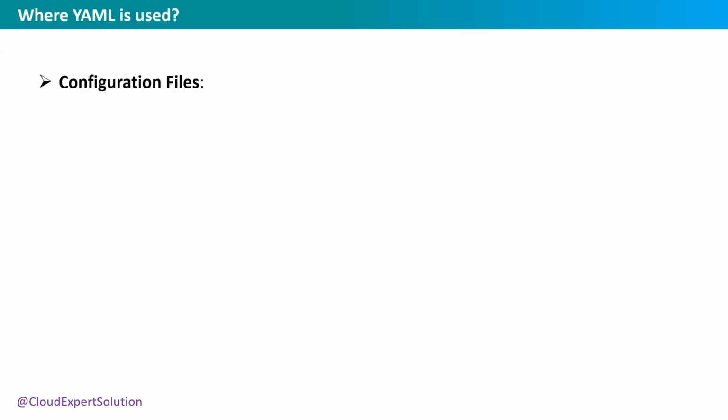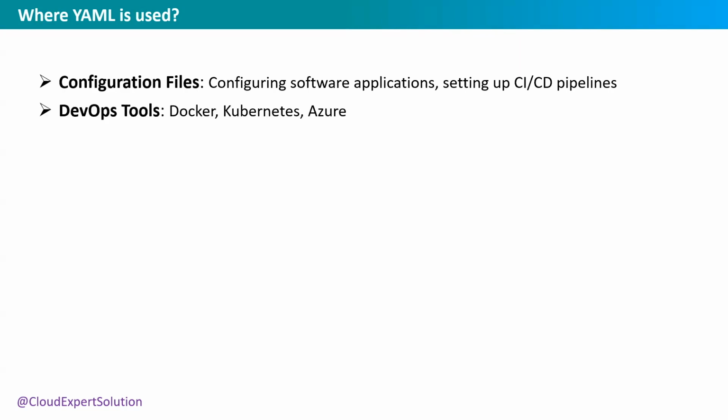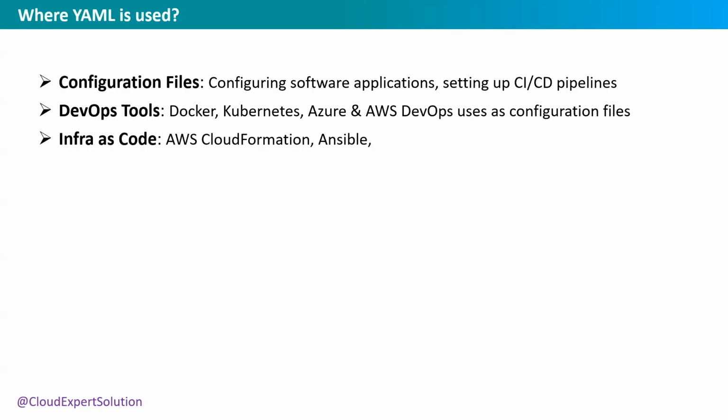Now let's review where YAML is used. The first use case is configuration files. As of today, YAML is widely used in multiple software applications, maybe setting up CI/CD pipelines, or even in DevOps tools like Docker, Kubernetes, Azure, AWS DevOps. All use YAML as their configuration file. Other use cases are infrastructure as code: AWS CloudFormation, Ansible, Azure ARM, Google Cloud Deployment Manager all use YAML to create the infrastructure as code scripts.